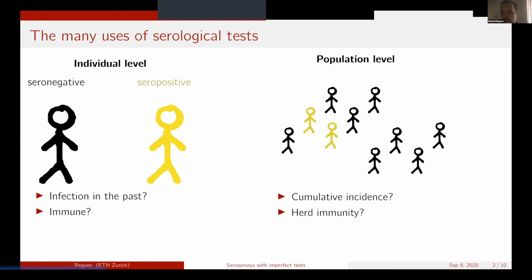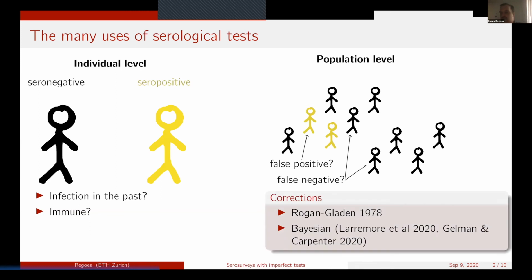And you see the problem that arises here is 2 out of 10 individuals in this little serosurvey are seropositive. But if you have imperfect tests, some of these might be false positive, some of these might be false negative. And this needs to be controlled for by statistical models. And we have corrections that go back many decades that control for the false positive and false negative rate, most notably by Rogan and Gladen.